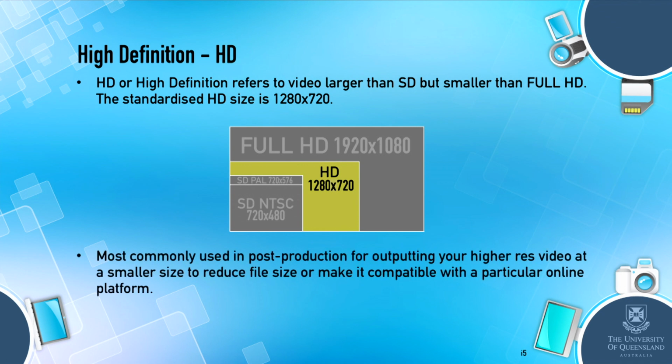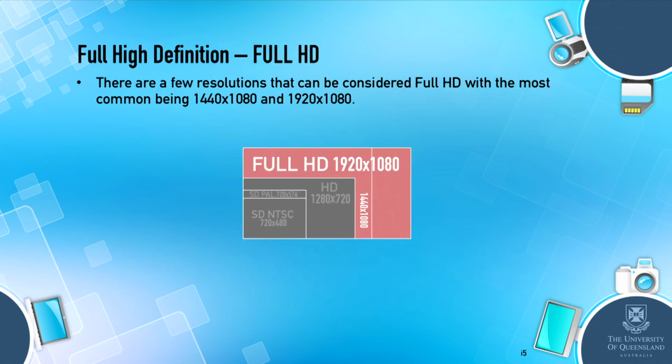While some cameras do allow you to film at this size, it is actually most commonly used in post-production for outputting your high-res video at a smaller size, to reduce its file size, or to make it more compatible with a particular online platform. There are a few resolutions that can be considered full HD. The most common are 1440 by 1080 and 1920 by 1080.